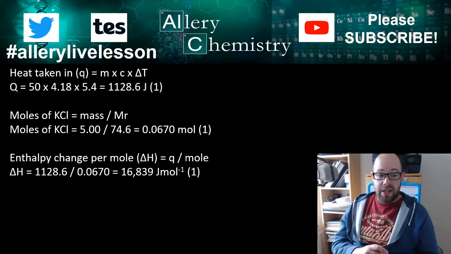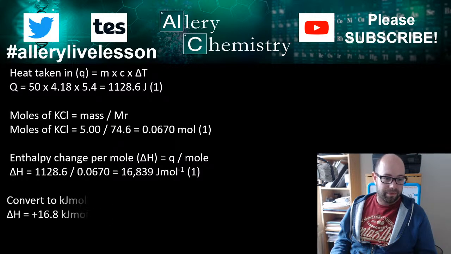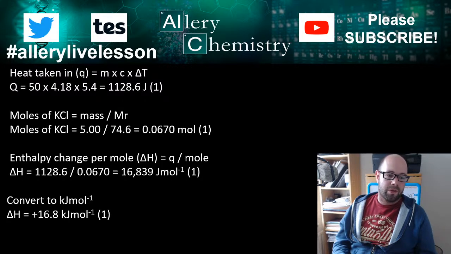So you should get 16,839 joules per mole. That's the enthalpy change for this reaction. And the final thing, it did ask for the answer in kilojoules per mole. So we need to make sure our answer is in kilojoules per mole. So that should be 16.8 kilojoules per mole. This is an endothermic reaction because the temperature decreased, so we do need a positive sign in front of this one. So 16.8 kilojoules per mole, and that gets you the mark.